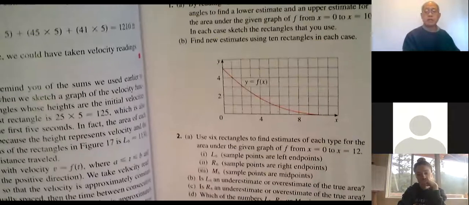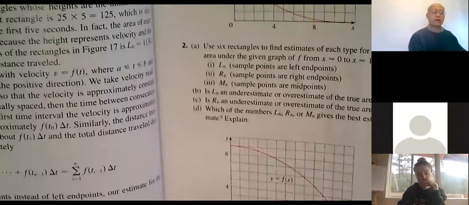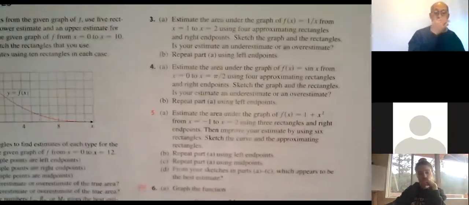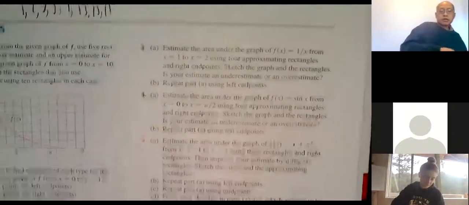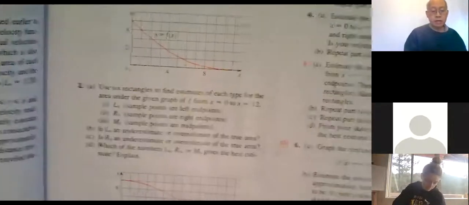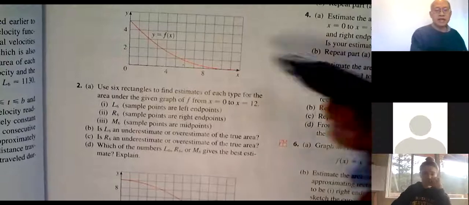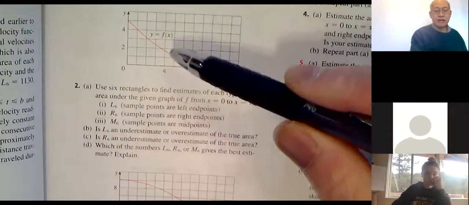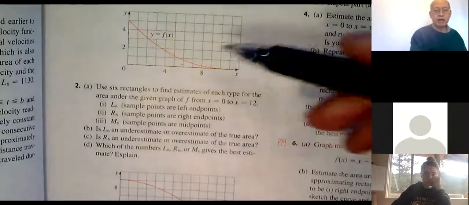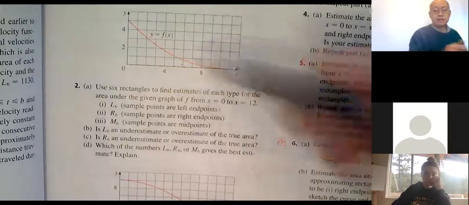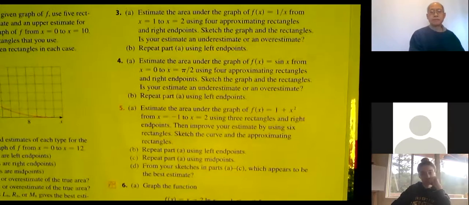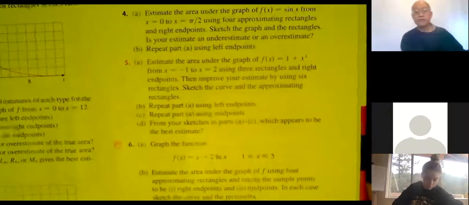Yesterday, they gave you the picture and you drew the rectangles. Now they don't give you the picture, they give you the function, which is actually better, because with the picture you're guesstimating, eyeballing whether the height is 1.8 or 1.9. When you have a function, you can just plug directly into the function. Let's look at number 5.